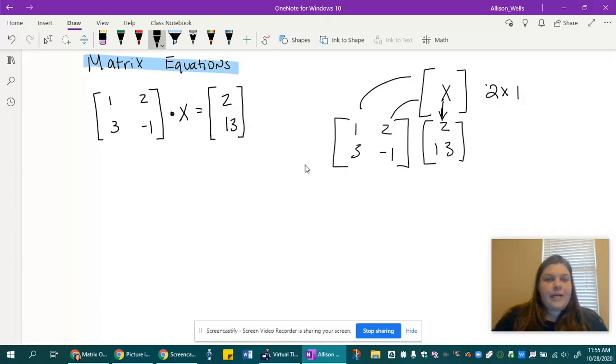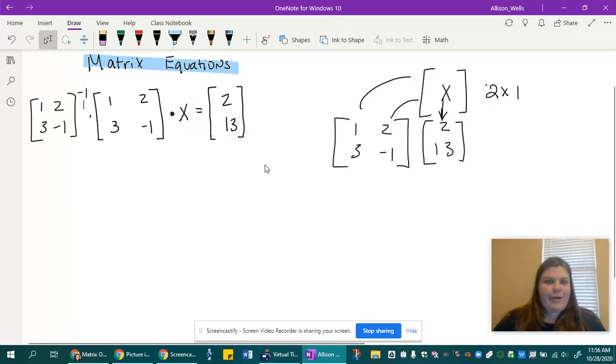To do that, we're going to try to divide by the matrix in front of the X. However, instead of division, like I said, we're going to multiply by the multiplicative inverse of the matrix 1, 2, 3, negative 1. The way I'm going to note this is using the inverse notation, which we have already used earlier this year. So I'm going to write it as the matrix, and the inverse notation looked like an exponent of negative 1.